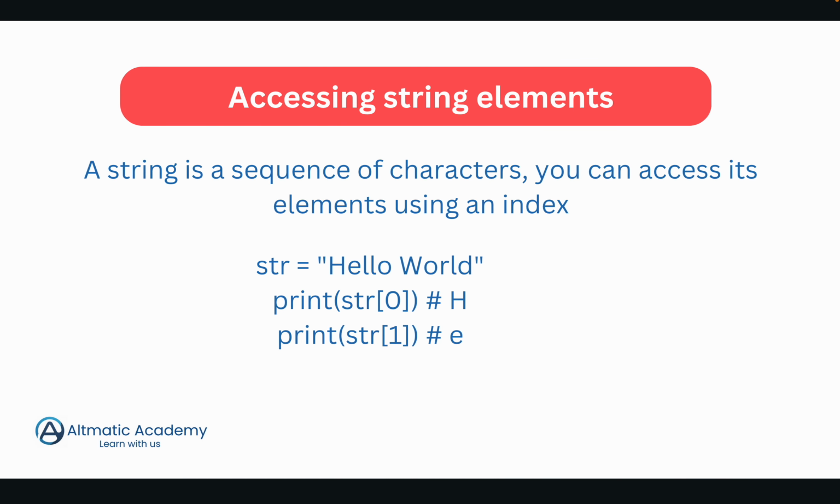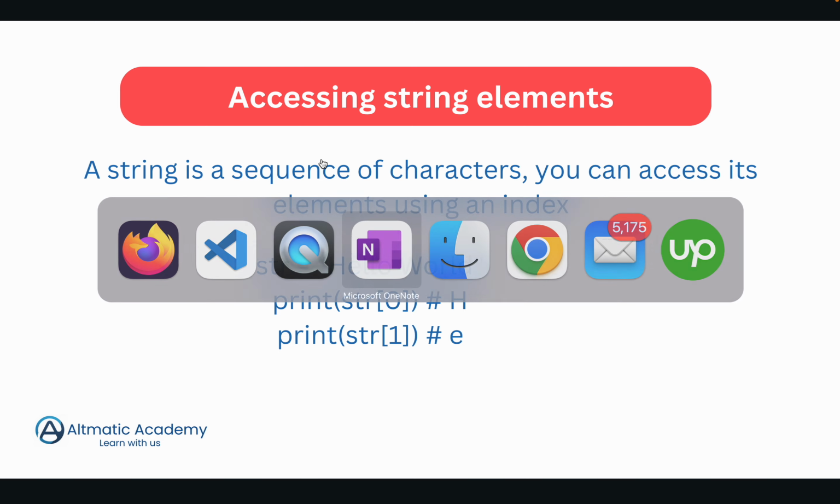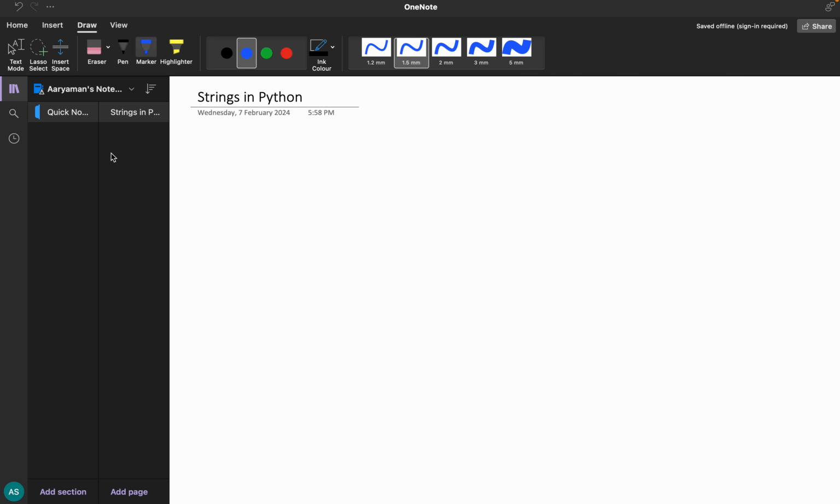Now the next point is accessing string elements. Sometimes we need to access some particular character in a string. How can we access it? Basically, strings in Python are stored character by character, like an array with an index.